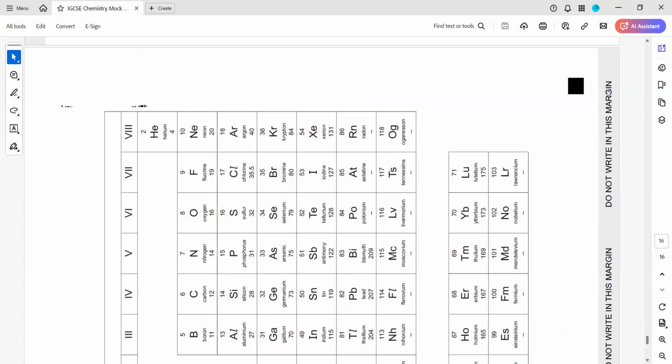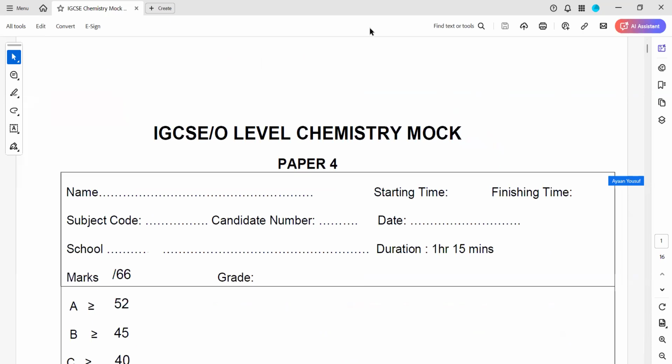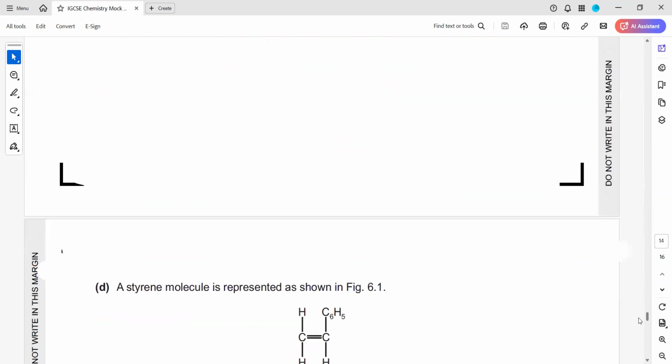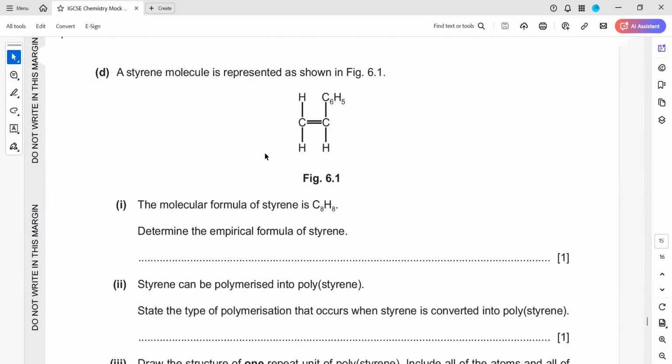So this was mock set 2. We'll start set 3 as well. D1, the molecular formula is C8H8. Empirical formula means the simplest ratio. What is the ratio between 8 and 8? You divide by the common factor. So 8 is the common factor here. So we divide by 8. So the answer is C1 and H1.